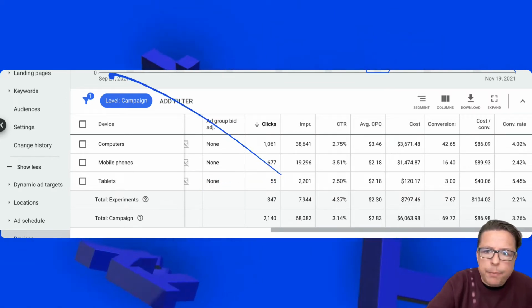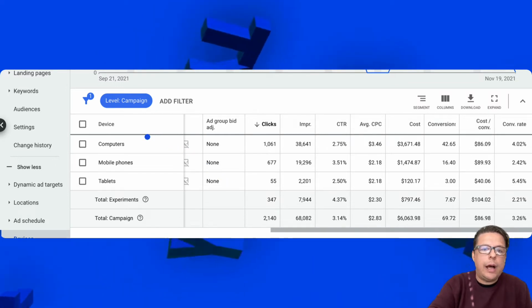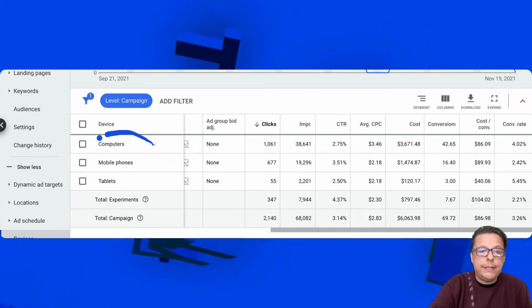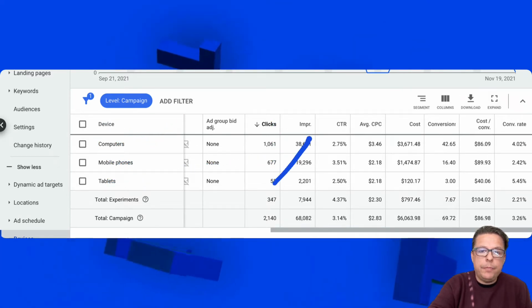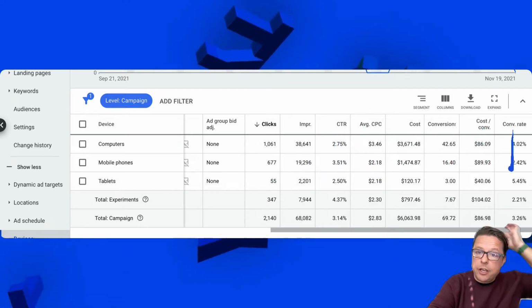I think September to, oh no, it's a longer period. It's a longer period. So this is just for one campaign running, and we see computers, mobile phones, and tablets. We'll see where clicks came from, impressions, CTR, average CPC, cost per conversion, and conversion rate.